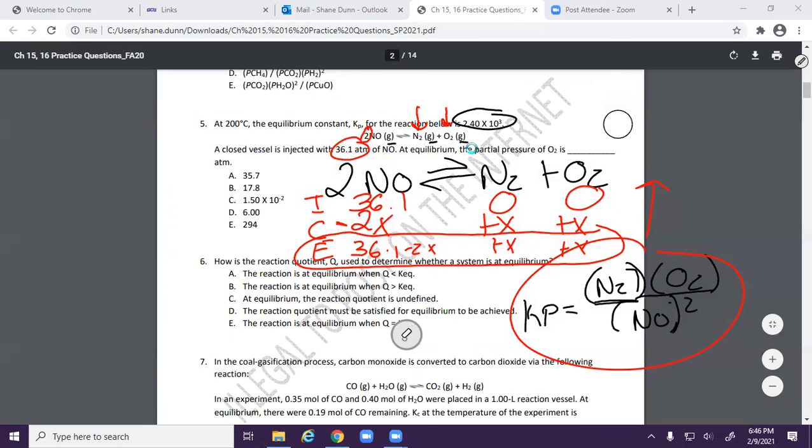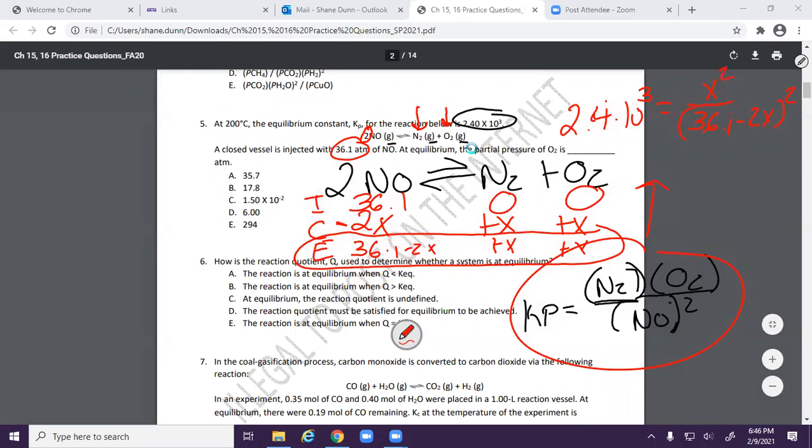So we actually are given the Kp value, right? So I'll write the Kp value right here, and that is 2.4 times 10 to the third. That is equal to, hey, x value. What's x times x? X squared. Good. And then we have 36.1 minus 2x, squared.